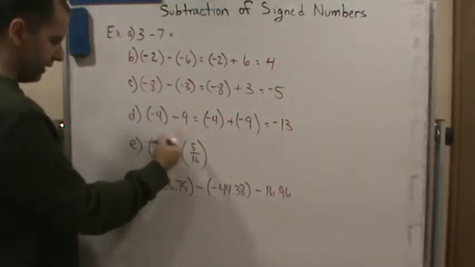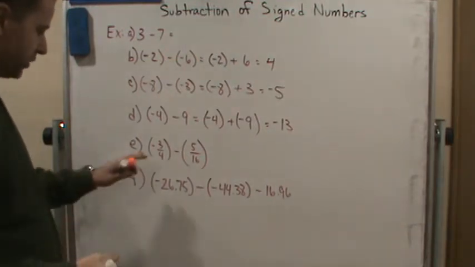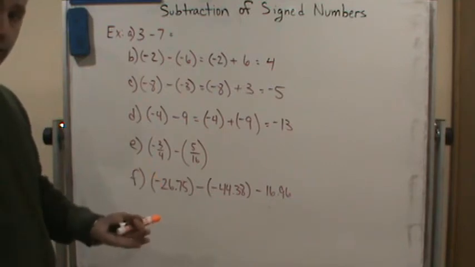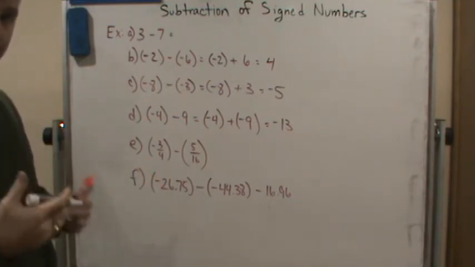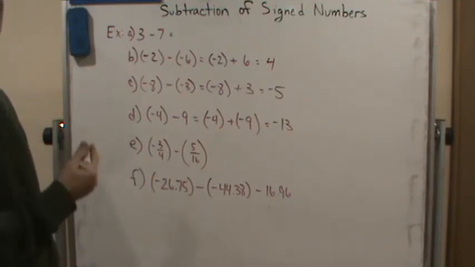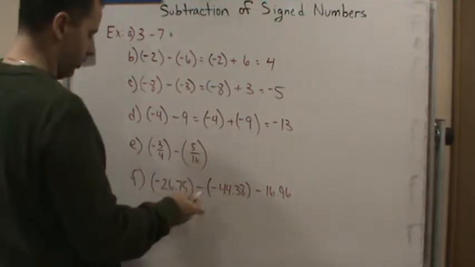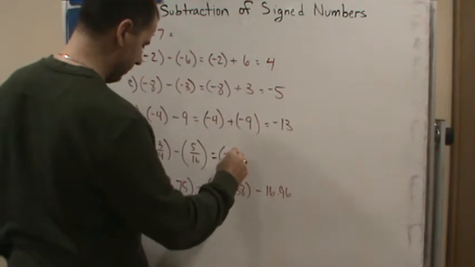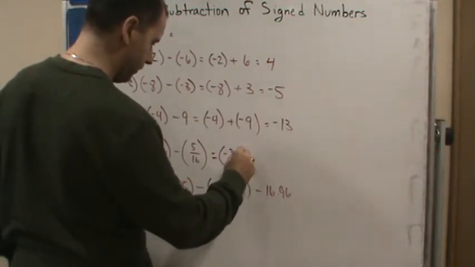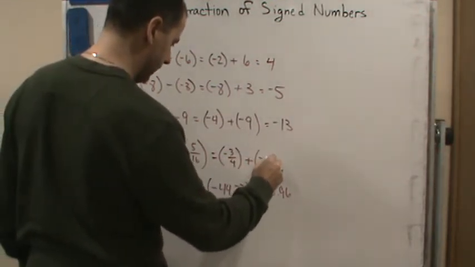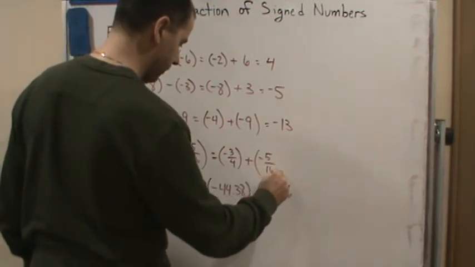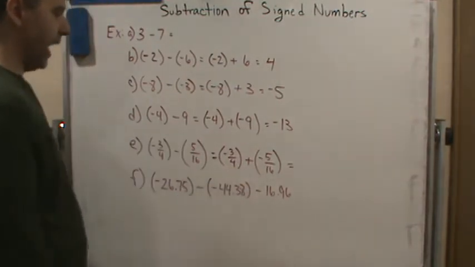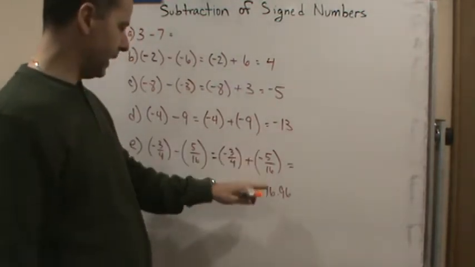And again, the same thing with fractions, right? Fractions and decimals we handle the same way. Once we do the rules, we add or subtract the fractions or decimals the same way we learned before, okay? So in this case here, I'm going to change it to an addition problem. So this is going to be -3/4 plus -5/16. Now, since they're the same sign, I'm going to add the fractions and keep the sign.